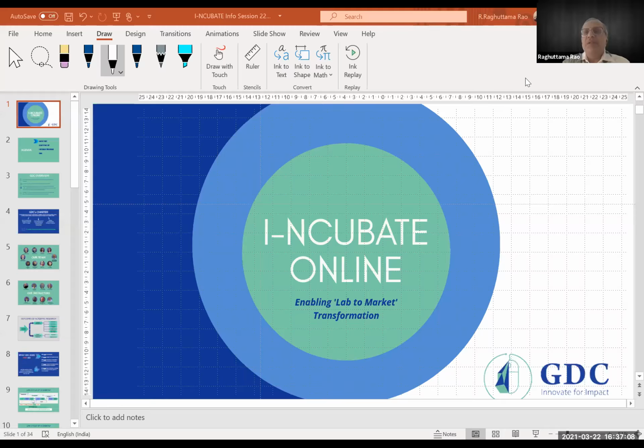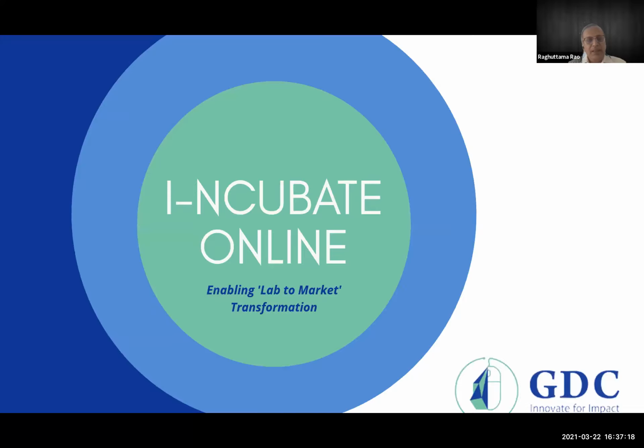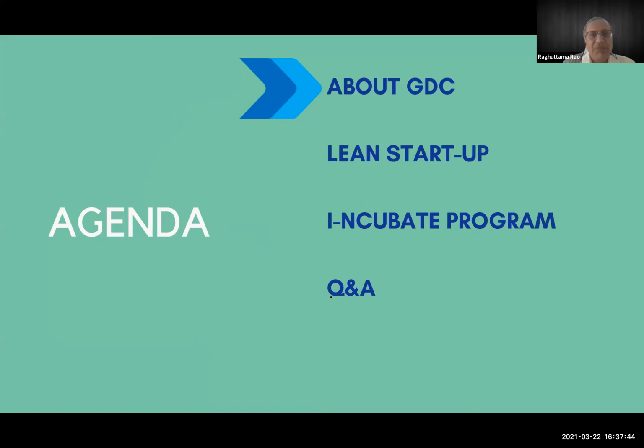Okay, there you are. So today, this program is called NCUBATE Online. It's called NCUBATE Online because it is run fully online, and it does what it says it does. It enables a lab to market transformation. So all of us here on this call are working in academic universities or studying or teaching, definitely researching, and therefore, how do we move our ideas, our innovations, all the way from the lab to the market, and how does NCUBATE help in that process is what we're going to cover.